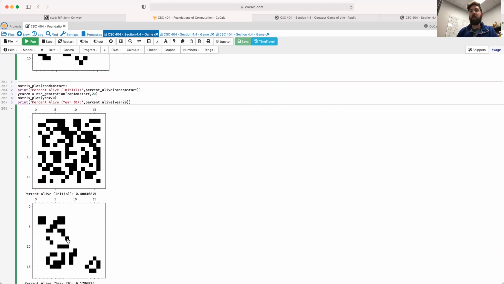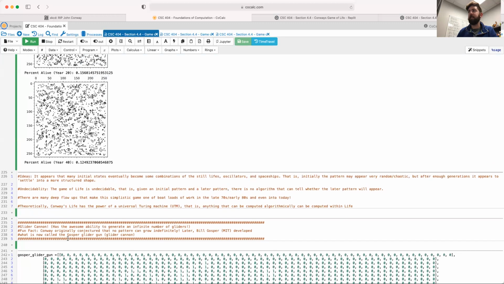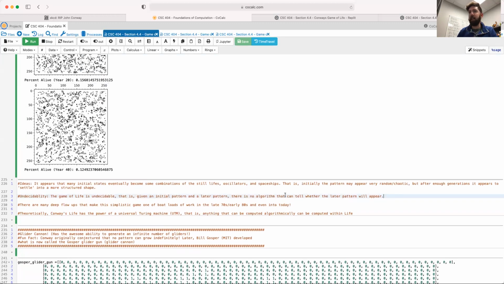The answer to that second question is actually no. It's part of the undecidability of this game of life. It's this little line right here, which says the game of life is undecidable. That is, if you give me an initial state and some other random pattern, I want to know if there's going to be some algorithm that tells me these two things are linked. And the answer to that is no, we actually can't do that.